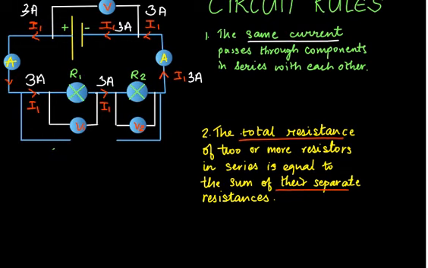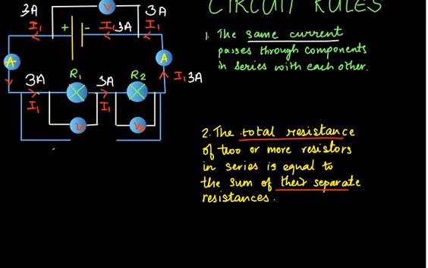Meaning over here, as you can see, I have shown you the lamps, because remember, even the lamp will have a certain kind of resistance. The tungsten filament in the lamp will offer some resistance. So I have taken the value of the resistance of the lamp to be R1 and the resistance of the second lamp to be R2. So what it means is the total resistance, meaning the combined resistances of lamp R1 and R2, will be equal to the sum of their separate resistances.